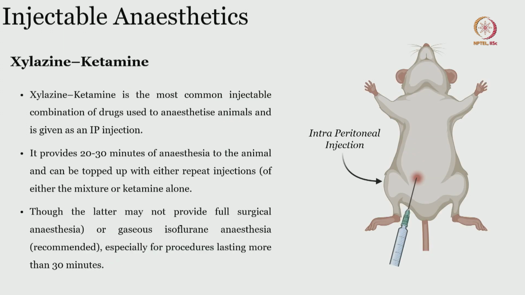Injectable anesthetic is most commonly used if the required anesthesia time is only around 20 to 30 minutes. If it is anything beyond that, then it has to be topped up with repeat injections, or you will have to use inhalational anesthesia, alright. The problem with injectable anesthetic is that it is pretty unpredictable. I think we went through the disadvantages of injectable anesthesia in the last session.